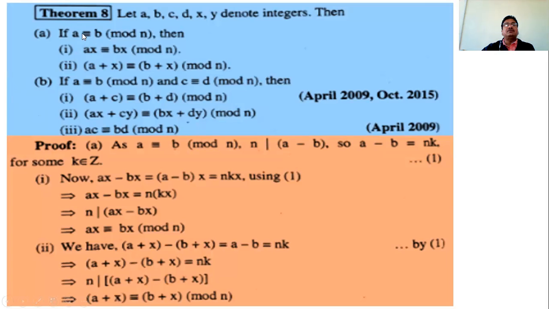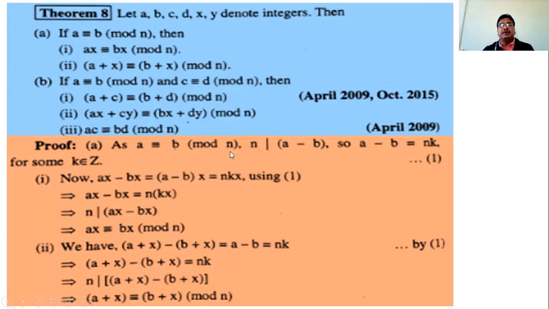The first property is what? If A is congruent to B modulo n, then prove that Ax is congruent to Bx modulo n. All these A, B, C, D, X, Y are integers. Then what is the theorem? If A is congruent to B modulo n, then we have to show Ax is congruent to Bx modulo n, and A plus X is congruent to B plus X modulo n. And similarly the others. So the proof of this first one, what is given?